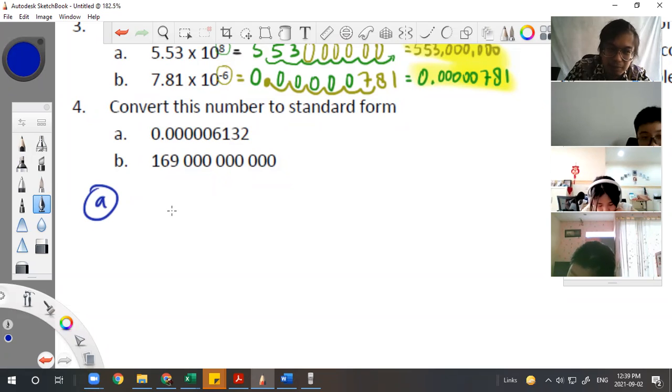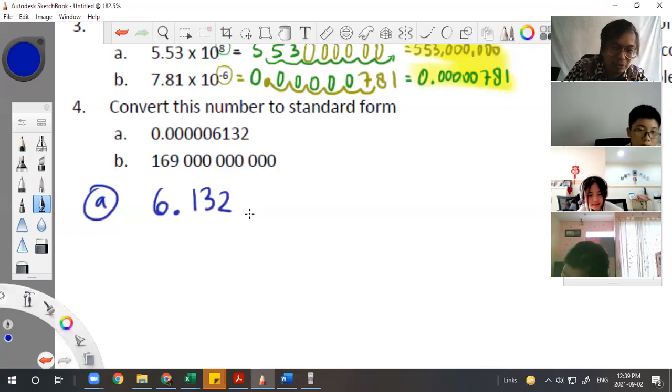6,132 times 10 minus 6. 6 point, yeah, not comma. Be careful. Comma is... I always say that. Don't get it wrong again later. Because here we deal with the international standard, not the Indonesian one. 6.132 times 10 power something. What is it, Karen? I forgot.